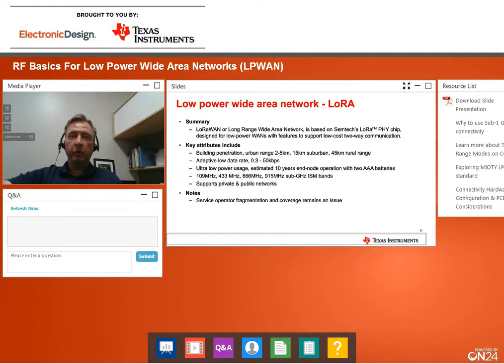I said earlier that LoRa supports both public and private networks, but in the public network, we are seeing some service provider fragmentation, and coverage remains an issue. So if you're looking at a solution there, GSM versus this, there are still some limitations on LoRa networks.